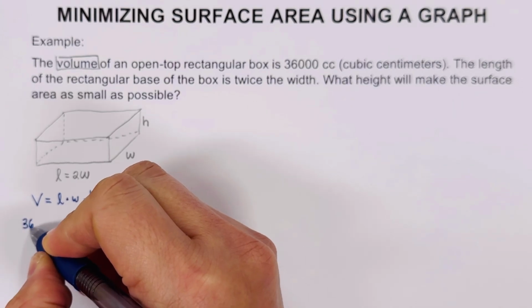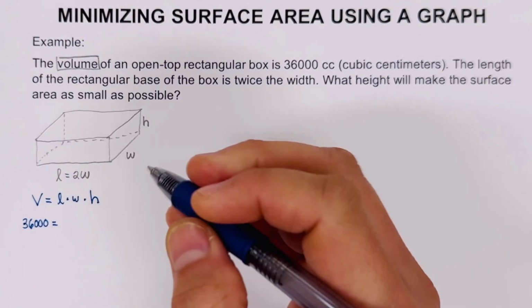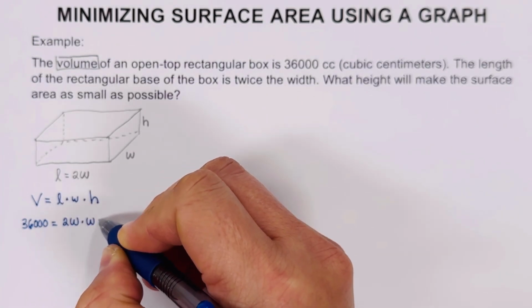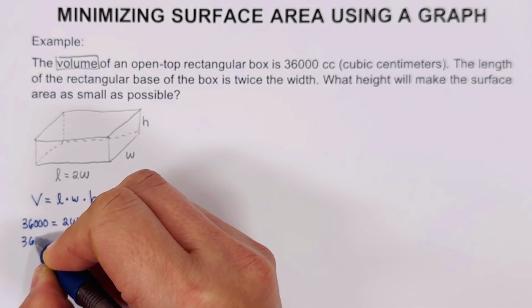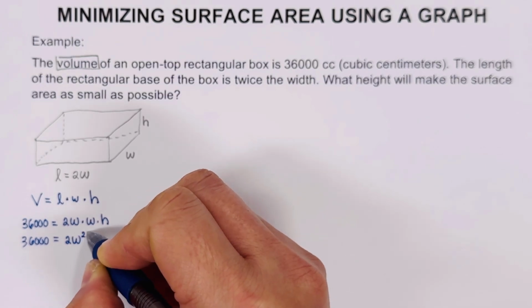So that's 36,000 is equal to our length, now 2W, and then we have a width and a height. So I multiply this. So that would be 36,000 equals 2W squared H.